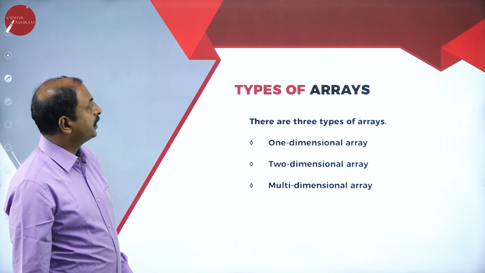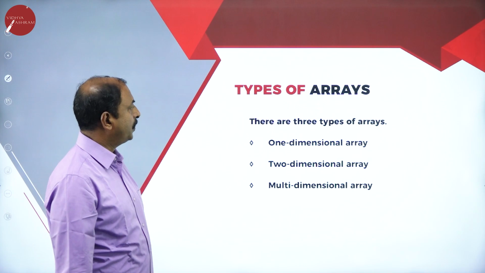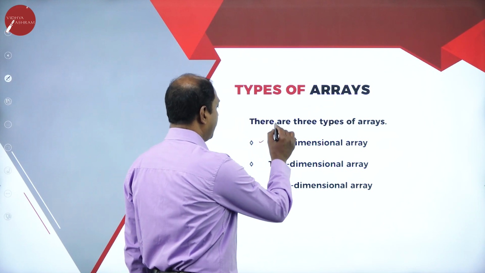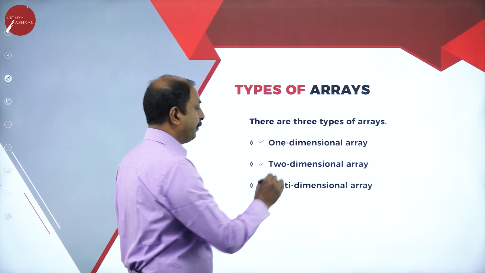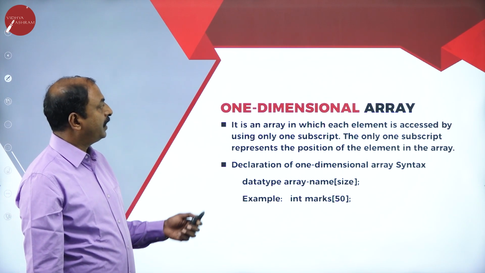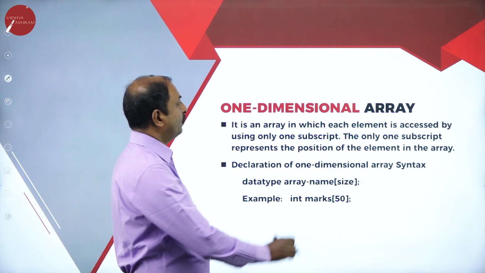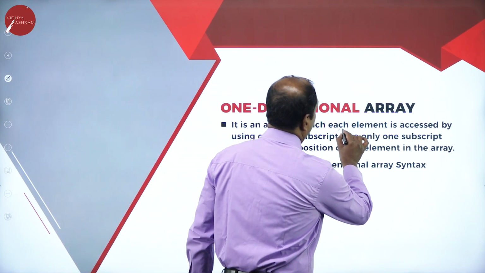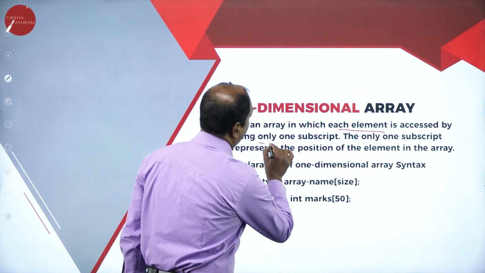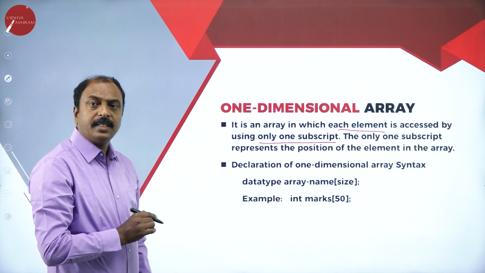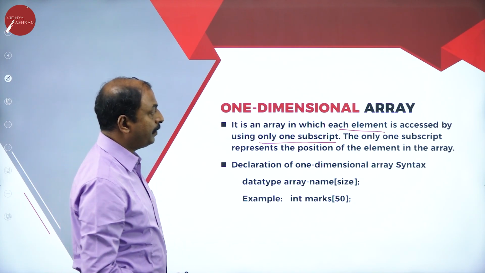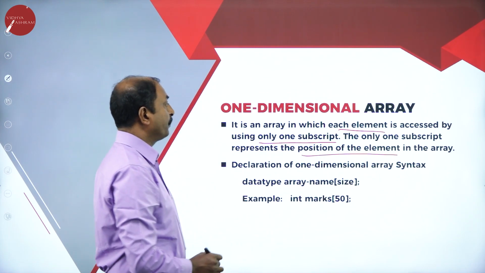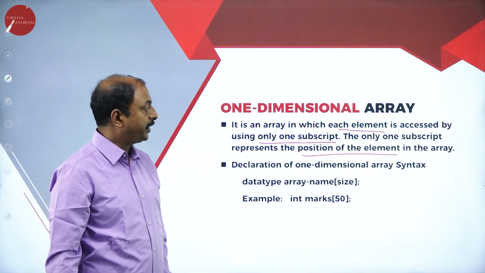Now let us see what the different types of an array are. Following are the different types of an array: one-dimensional array, two-dimensional array and multi-dimensional array. Now let us see the definition of a one-dimensional array. So what is a one-dimensional array? It is an array in which each element is accessed by using only one subscript, and that one subscript represents the position of the element in an array. So this is the definition of a one-dimensional array.